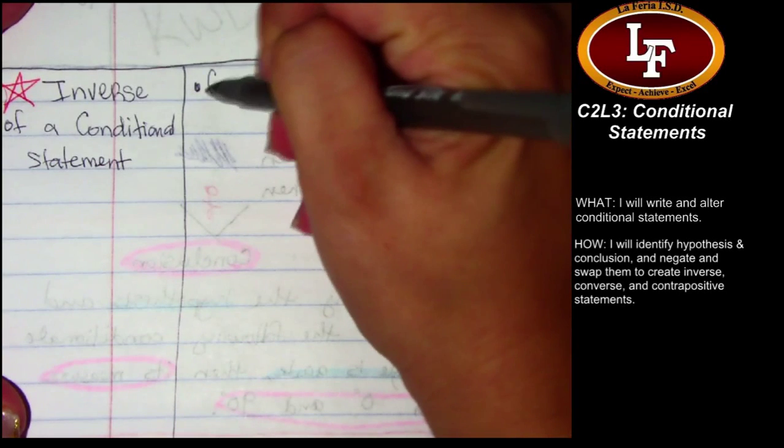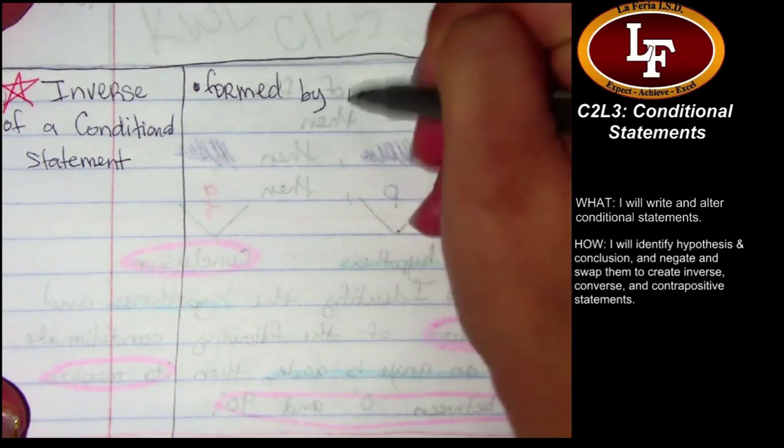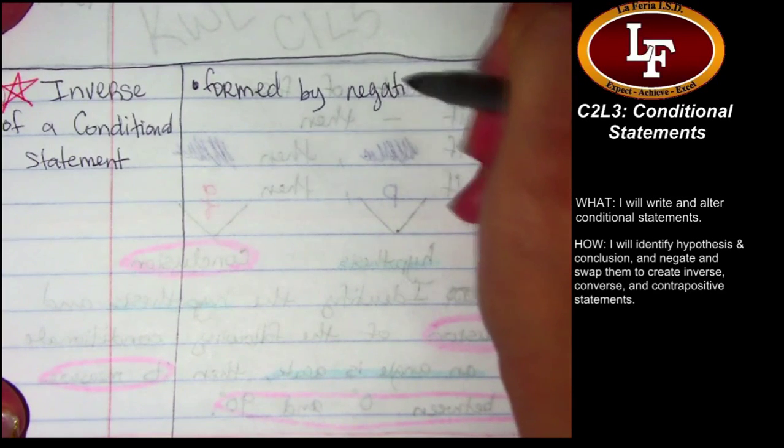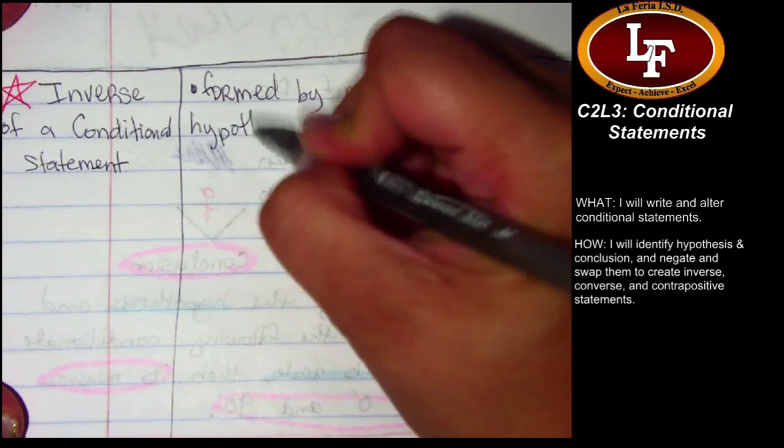You create inverses by negating both the hypothesis and the conclusion.